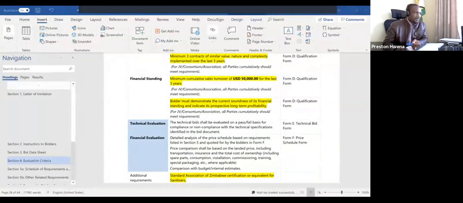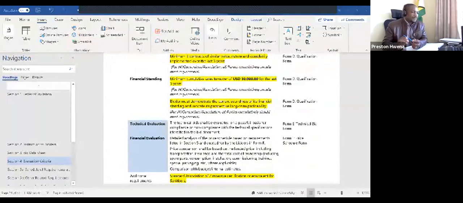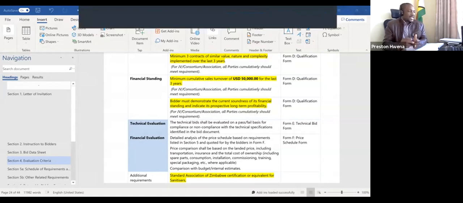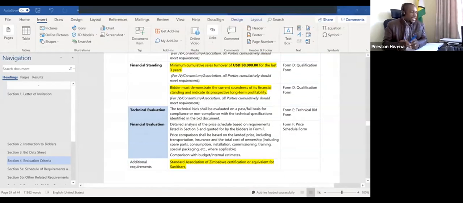Then financial evaluation, detailed analysis of the price schedule based on the requirements. That is the Form F. Price comparison shall be based on the landed price. Please take note that price comparison should be based on the landed price, including transportation, insurance, and total cost of ownership where applicable. Then we'll also do a comparison with our budget, what we have as our internal estimate. Then in terms of additional requirements, please take note of this.